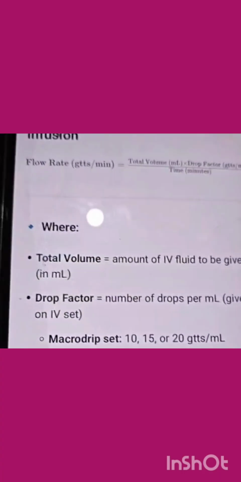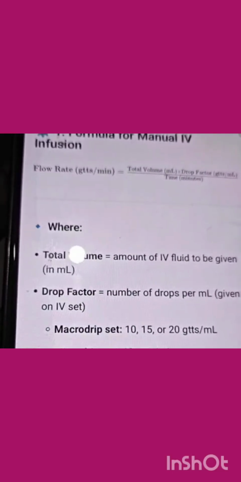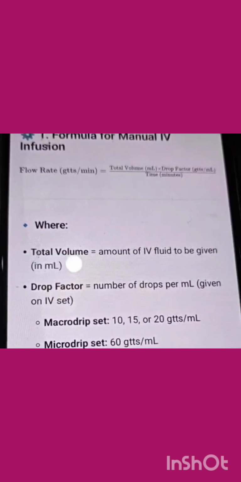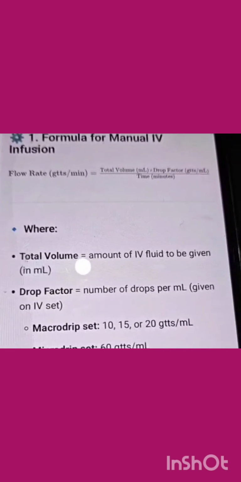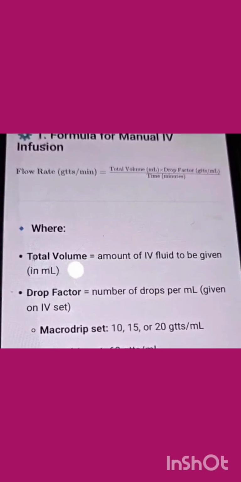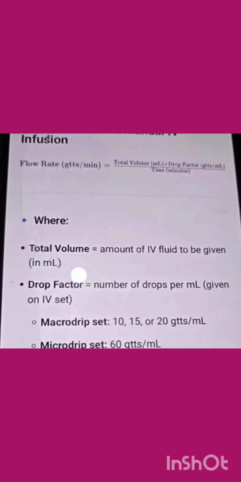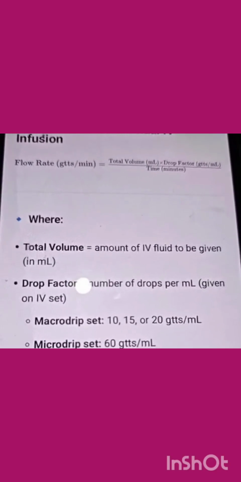So first, formula 1. Flow rate, GTTS refers to drops. So flow rate is equal to total volume in ml into drop factor, which is calculated in GTTS per ml, divided by time in minutes. So total volume, what's the meaning of total volume? It's the amount of IV fluid to be given to the patient. For example, 1000 ml or 2000 ml.